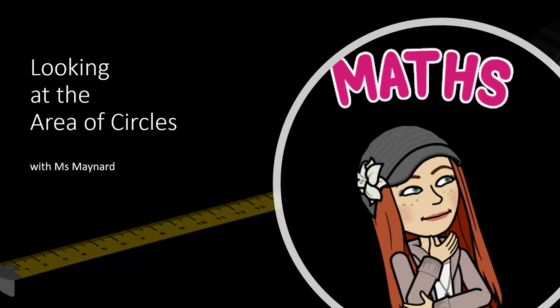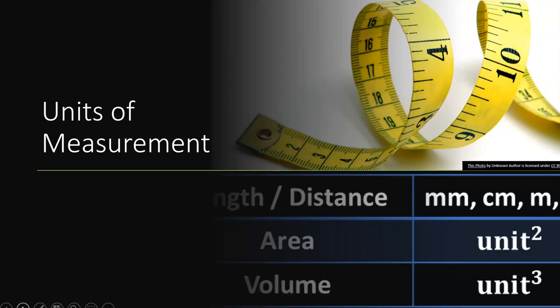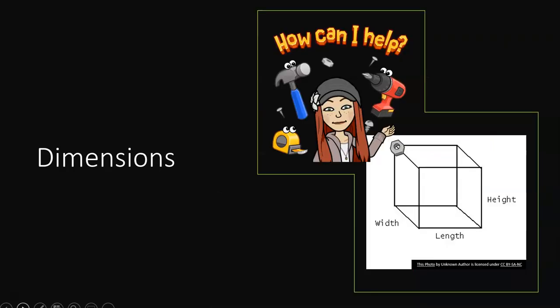Welcome to my video on looking at the area of circles. Now, as we've mentioned in previous videos, when we're looking at area, the unit is always squared. So millimeters squared, centimeters squared, meters squared, kilometers squared. And that is exactly the same when we're looking at the area of circles.